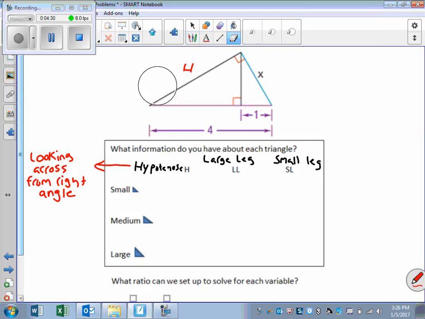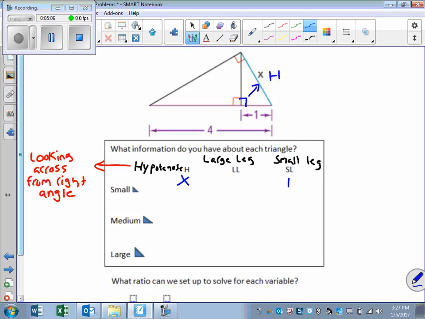Now, this setup is actually pretty useful. It's going to be very useful in the future. It's asking what information do you know about each triangle. So if we look at the small triangle, okay, we don't know much about it. We know that the small leg is 1. We know that the hypotenuse has been labeled X. And again, we know that it's the hypotenuse because if this is the right angle, across from it is the hypotenuse. Okay? And we don't know anything about the large leg. So I'm going to put a hyphen.